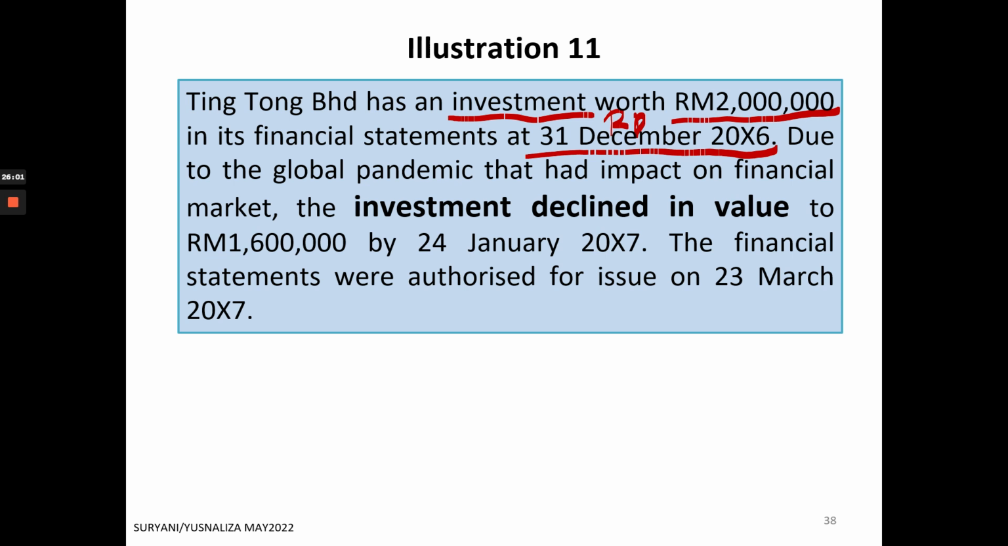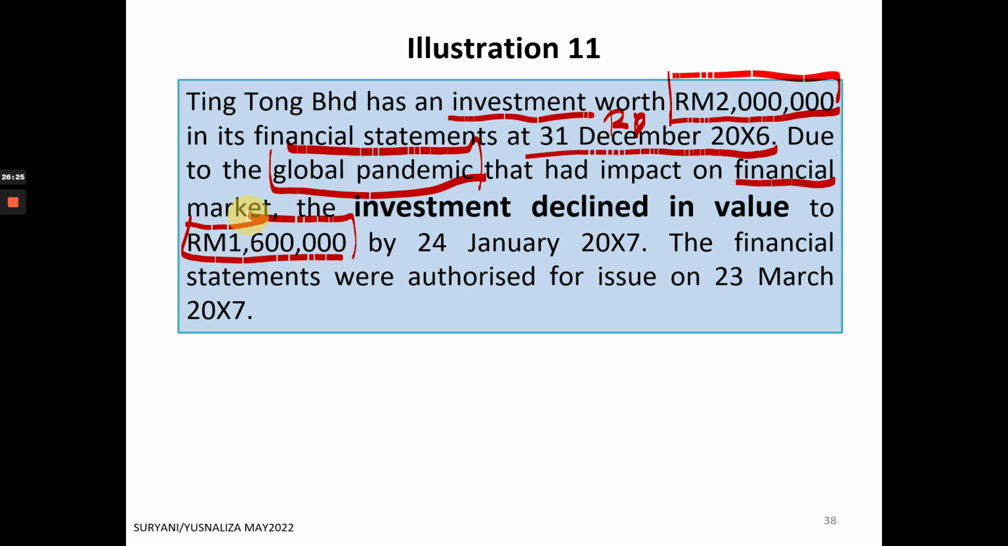Due to the global pandemic that has attacked the whole world, it also had an impact on the financial market. Perhaps it's the COVID-19 pandemic. So the investment declined in value from 2 million, reduced by 400,000, to 1.6 million on 24th of January 2007, which is after the reporting date but before it was authorized for issue on 23rd of March, the authorization date. So this is an event after the reporting period.